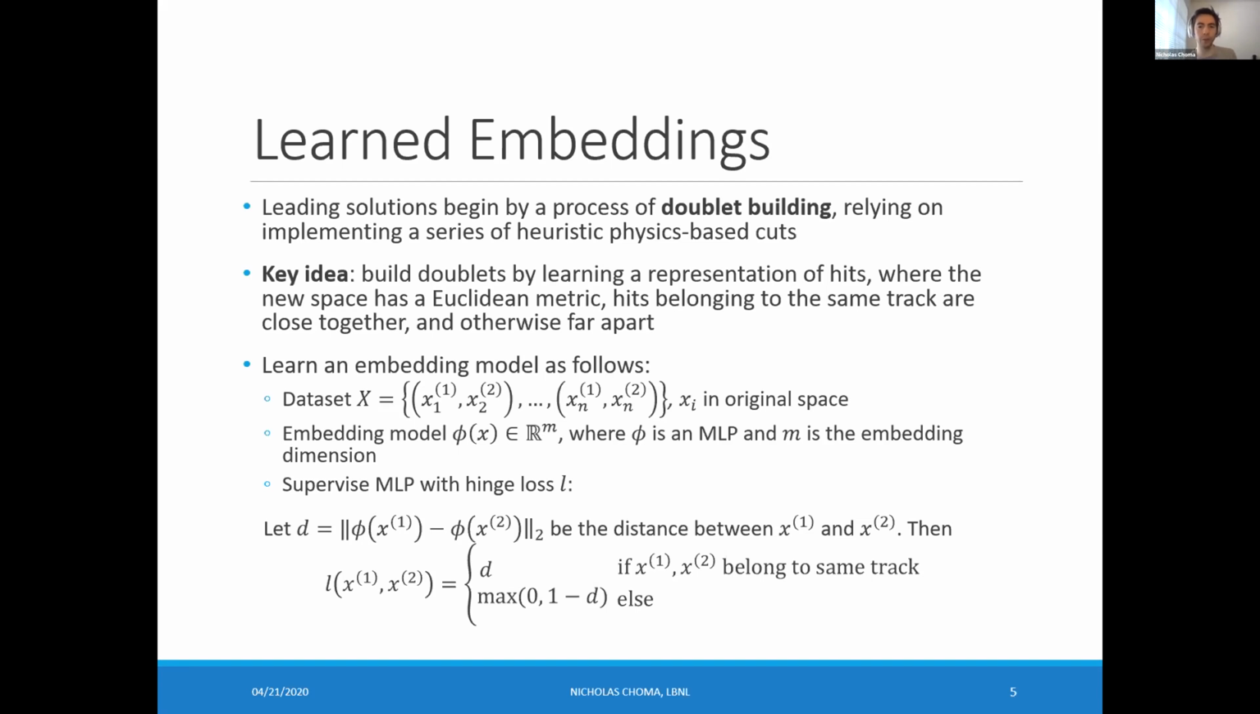Basically, what it's trying to do is this: if the pair of hits belongs to the same track, then we just penalize whatever the distance is in the embedded space. If they don't belong to the same track, then if they're far apart from each other, we don't care. But if they ever become close together, then we apply a penalty.